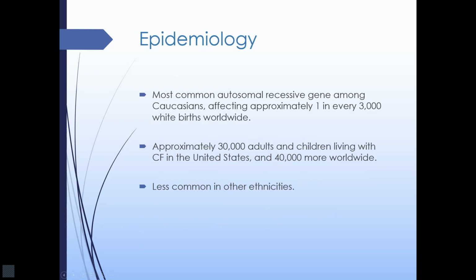Epidemiologic, so about the disease, it is the most common autosomal recessive gene among Caucasians. So it's the most common autosomal recessive disease among Caucasians, affecting approximately 1 in every 3,000 births worldwide. In the United States, there's about 30,000 adults and children living with cystic fibrosis, and then 40,000 or more worldwide. And it's less common in other ethnicities.